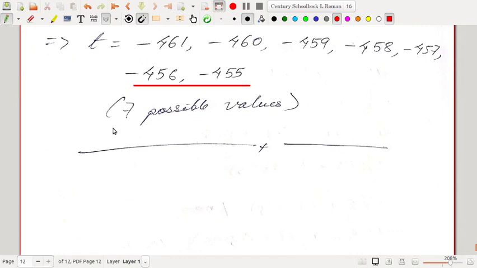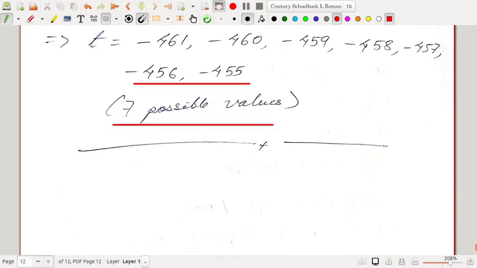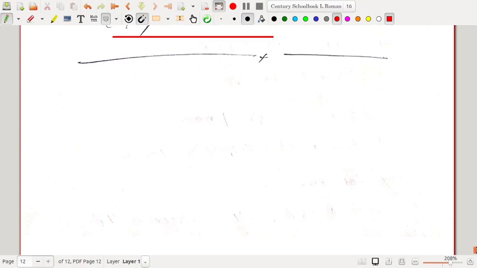In the earlier video also we had obtained that there are 7 possibilities. So this is another way of doing it, using the Diophantine equation.